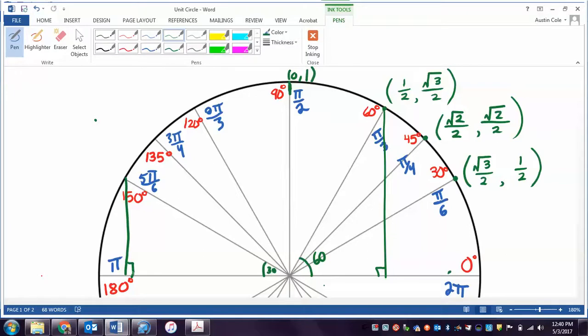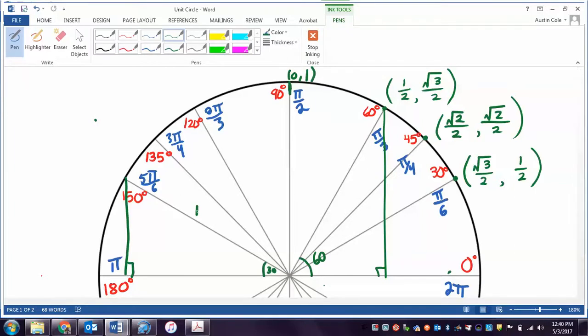What did we say this 30-degree angle's point was? Square root of 3 over 2, and then 1/2. And 1/2, right? Okay. So we have square root of 3 over 2 and 1/2. Did we change the radius at all? No. So the radius stayed the same. It's still 1. And we said, okay, this point is square root of 3 over 2, 1/2.